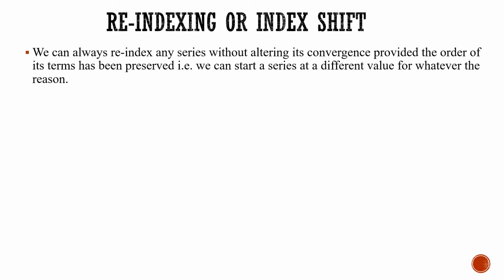Now I'll discuss reindexing or index shifting. This says that we can always reindex any series without altering its convergence, provided its term order has been preserved. That is, we can start a series at a different value for whatever reason. I'll make it clear to you by an example.